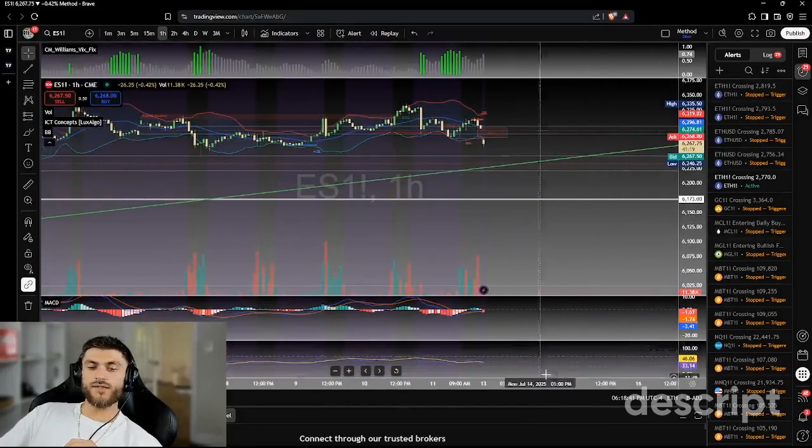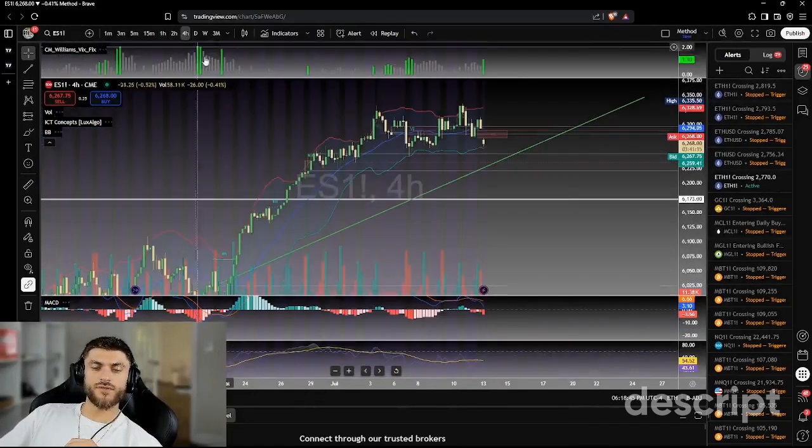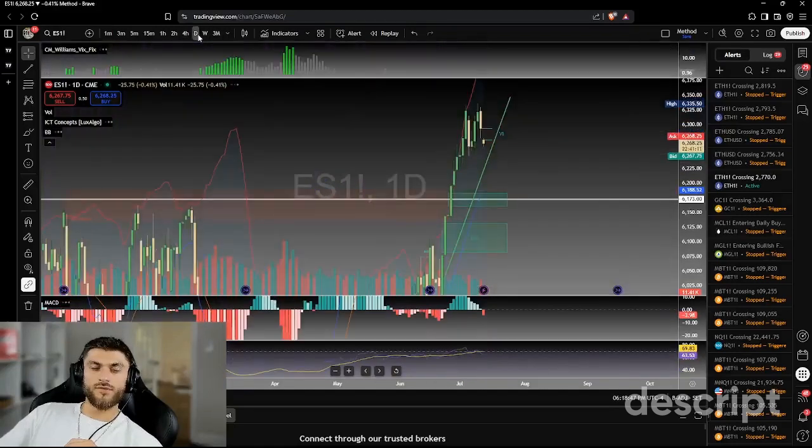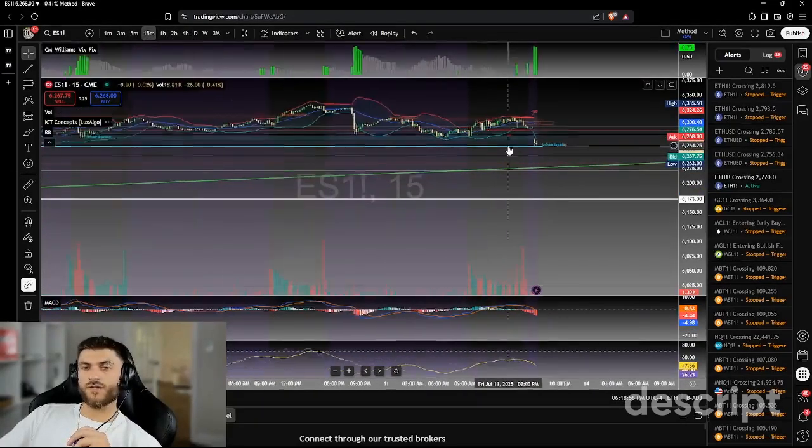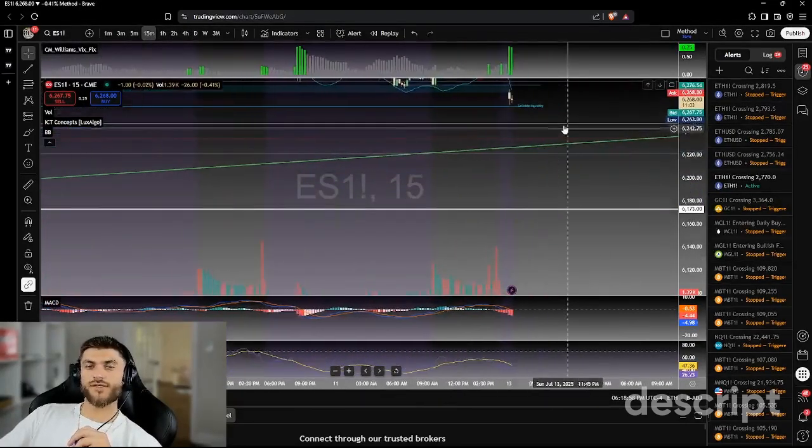ES's RSI is a little bit more neutral on the lower time frames. Even though, no, still on the daily, it's still a little overbought-ish. All right, so let's talk entries on ES.